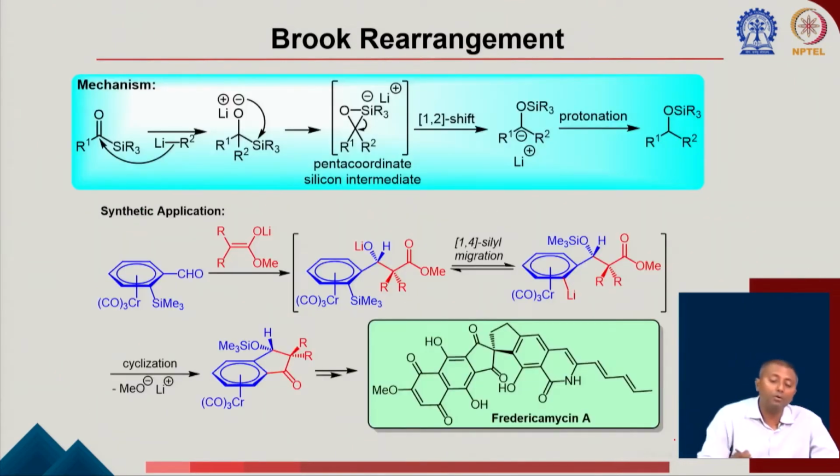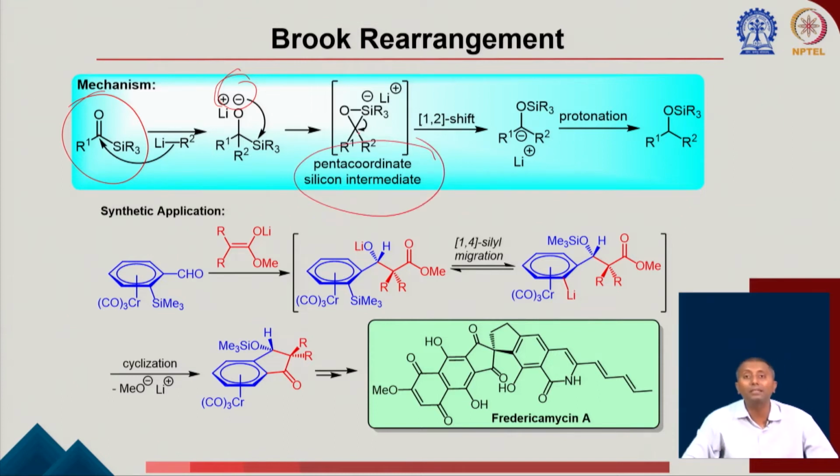You can see here, if you have this acylsilane and you add a nucleophile to it, such as an organolithium, Grignard, or other nucleophile, once you attack the carbonyl group you generate this O minus here. Now that can take the silicon from here, and once it is giving electron density to the silicon, what is going to happen? It is going to form this pentacoordinated silicon intermediate.